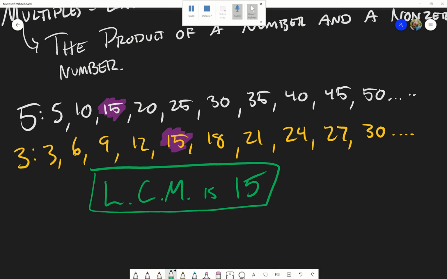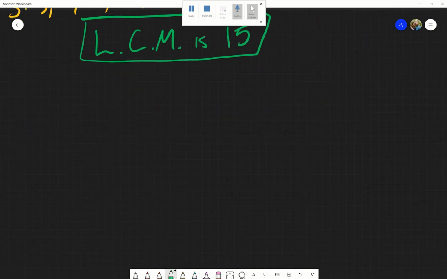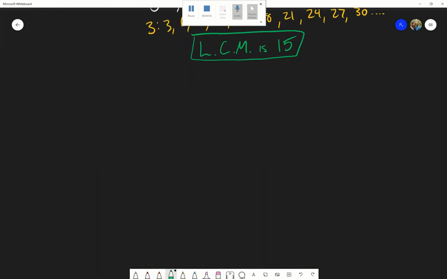Okay? But just like we did last time, we talked about greatest common factor, and there's a different way to find it instead of listing all the multiples out, because your list might end up being really, really big. We want to talk about how to solve this with prime factorization. Okay, so an example of that, I'm going to tell you the answer first, actually.